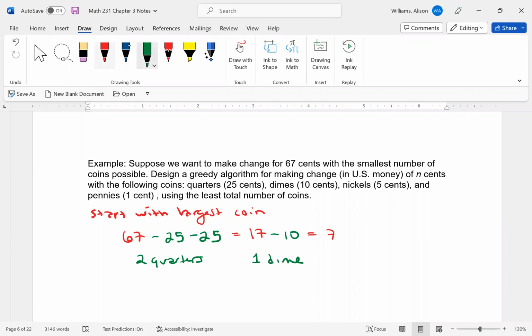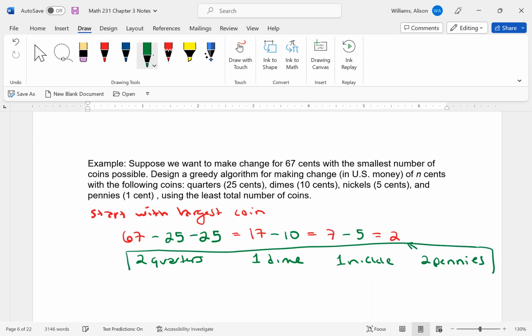Then we'll take away as many nickels as we can. And that's going to leave me with 2 cents. So 1 nickel. And then 2 pennies. There we go. So that's how we could make the change. The idea is you start with the largest coin and you use as much of that coin as you possibly can, and then proceed to the next coin.